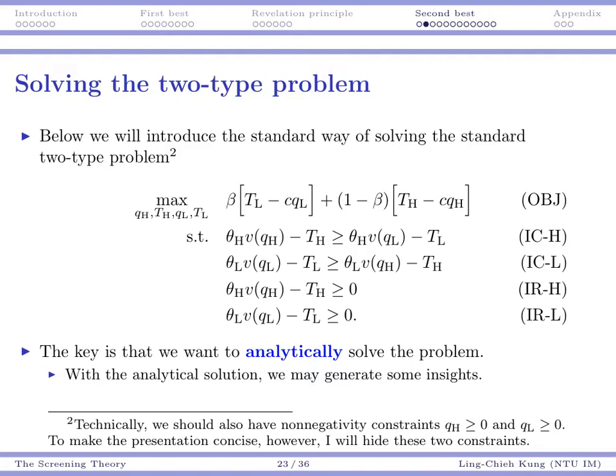By the way, just a review: IC constraints, IR constraints, and the objective function. The term analytical solution basically means I want to know in my optimal solution how these four decision variables are the functions of parameters. Here, parameters include beta, c, theta h, and theta l. I want to express my decision variables as the functions of parameters.